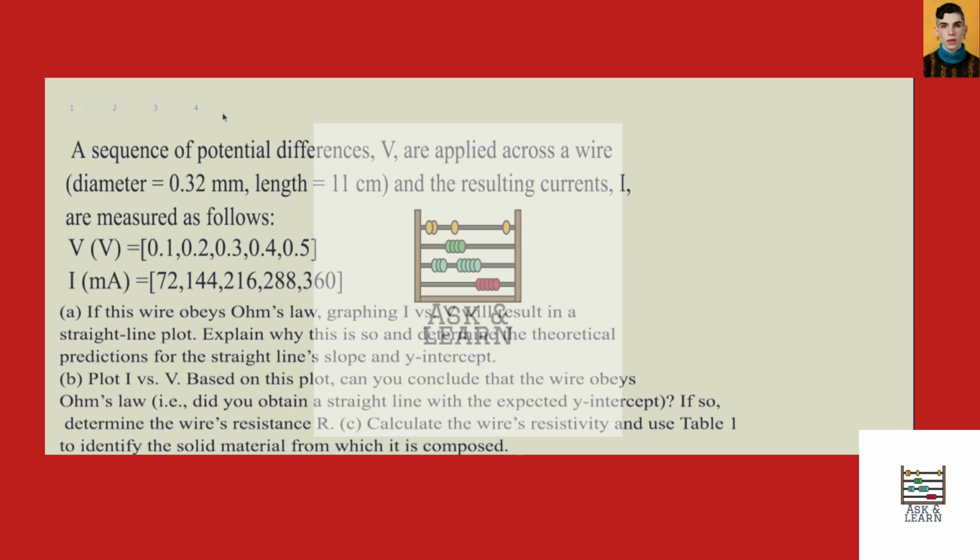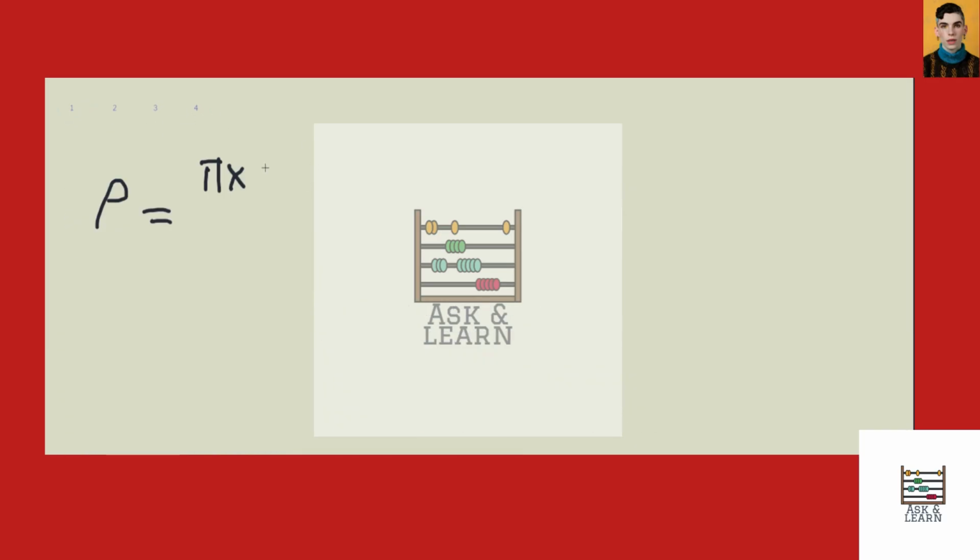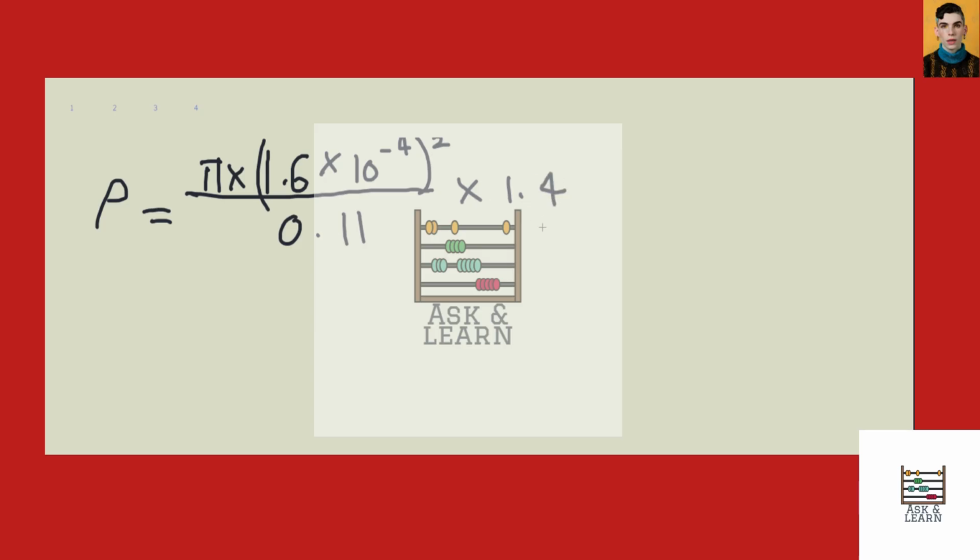Let's just double check that. So 0.32 millimeters. So we can say that the cross-sectional area is pi times 1.6 times 10 to the minus 4, squared, and divide through by the length, which is 0.11, and times by 1.4, which is the resistance of the wire. And that gives us an answer of 1.0236 ohm meters as required. Perfect.